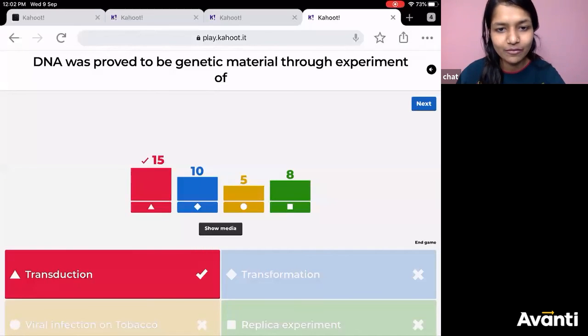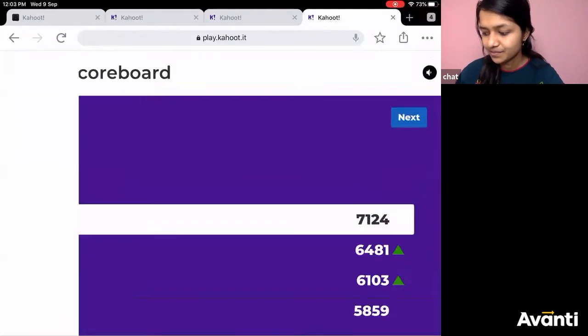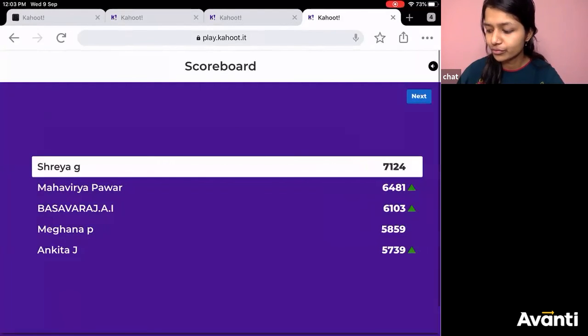Yes. So 15 of you went for the correct answer. ये भी करा है पहले, we have done it before also, right? So Hershey and Chase experiment was the correct explanation, right? Unequivocal proof.